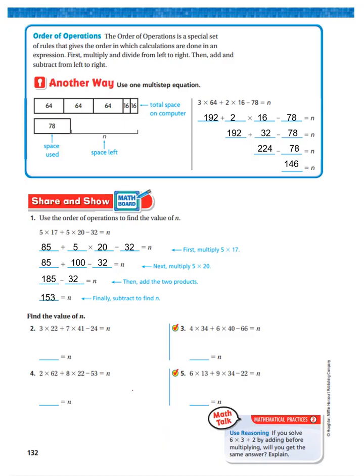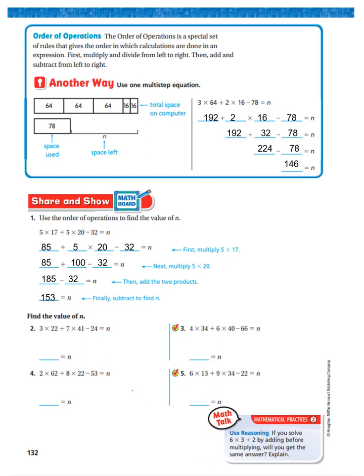Okay, boys and girls, we are going to work these problems out together. I want to make sure that you're comfortable with using the order of operation before I let you do some of these problems on your own. So again, the order of operation is a special set of rules that give the order in which calculations are done in an expression. First, you multiply and divide from left to right, then you add and subtract from left to right. So if we look at this problem, 3 times 64 plus 2 times 16 minus 78 equals n.